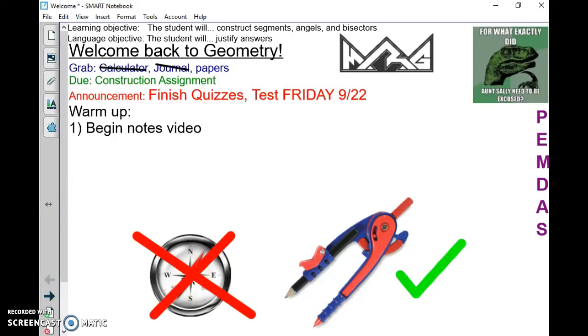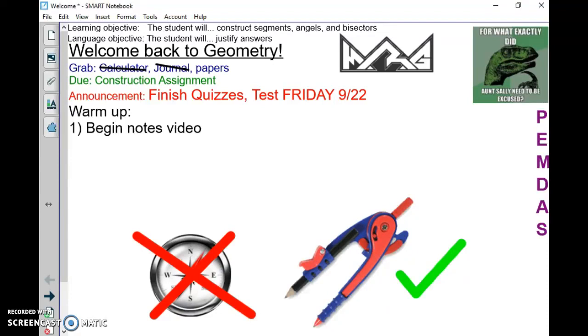Today is September 19th. It is Tuesday. Tonight is Greenback night, so hopefully you and your parent or guardian will be able to come out tonight and meet your teacher, Mr. G.